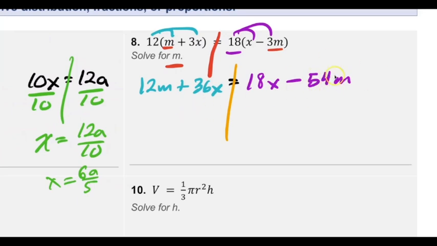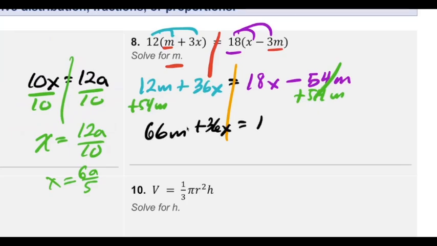I know it's the bigger number, but it's a negative, so I'm going to move it to that side, make it a little easier. Go plus 54m, plus 54m. Those cancel. I get 66m plus 36x equals 18x. And again, now we want to get rid of the 36x. We're trying to get m by itself, so get rid of anything else that's not an m or attached to it. So get rid of that.